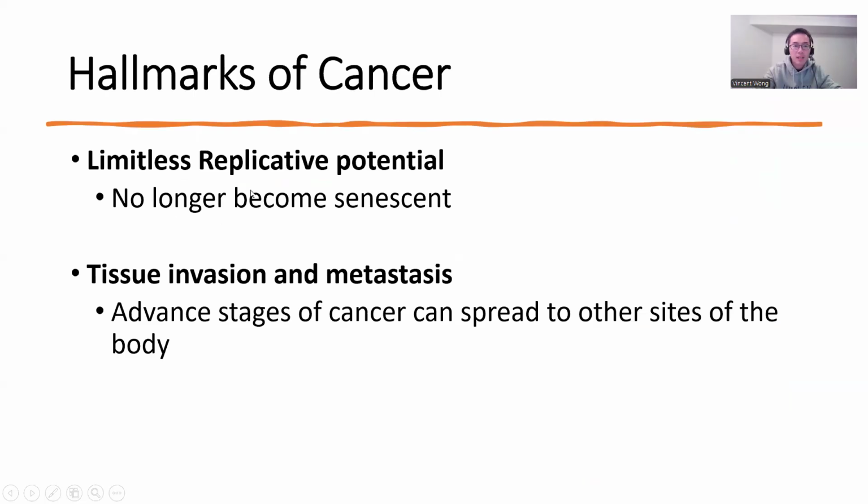They also have limitless replicative potential, meaning the cell can reset their telomeres so they don't go into growth arrest. They don't become senescent, right? They just keep on going and going. And once they use up all the resources at one location, they start to invade surrounding tissue and sometimes spread to other organs, right? We call this metastasis. So these are the 6 hallmarks of cancer.